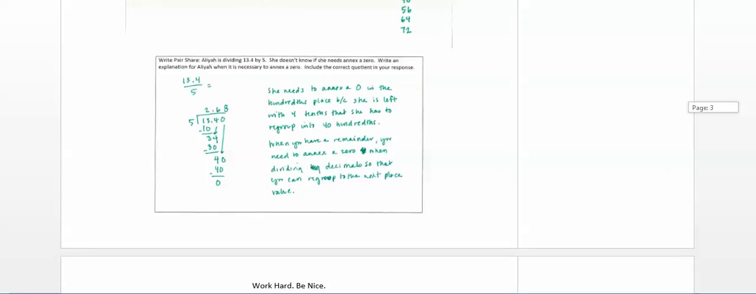20 hundredths, so I'm taking this 2 tenths and regrouping it with the 4 hundredths. So now I have 24 hundredths. Now I can split 24 hundredths into 8 groups evenly. That means 3 hundredths are in each group. And then I included this right pair share here so that students are practicing when you need to and when you don't need to annex a 0.